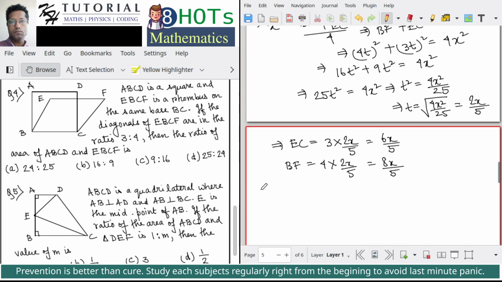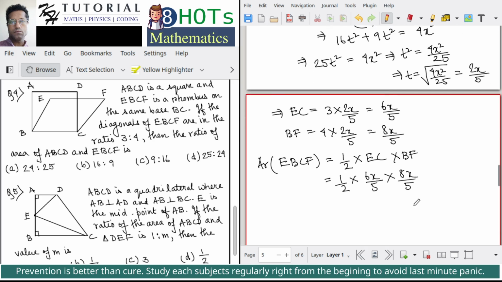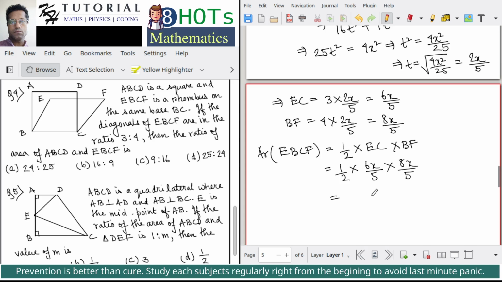Okay, so now the area of the rhombus EBCF is equal to half into EC. The area of a rhombus is always half into the product of the diagonals. This is equal to half multiplied by EC, 6x by 5, and BF, 8x by 5. After simplification, you will see this is 24 x square by 25.